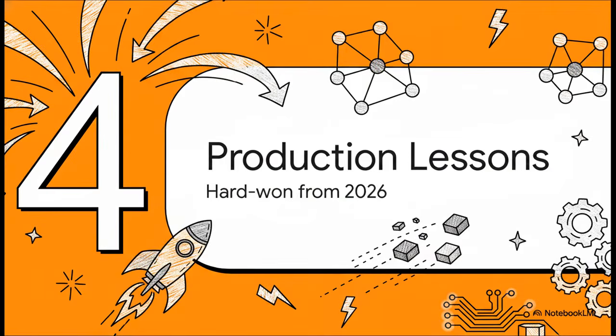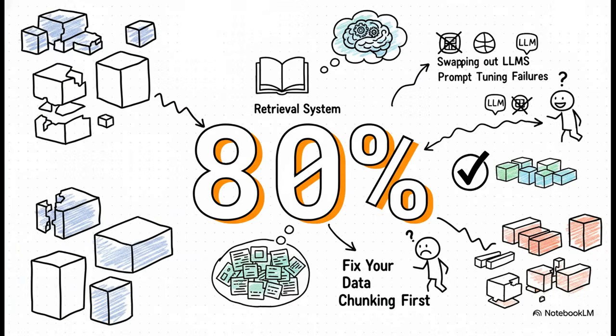Section 4. Hard-won production lessons. 80%. I really want that number to sink in for a moment. 80% of RAG failures actually trace back to ingestion and chunking, entirely unrelated to the AI model itself. It turns out, spending weeks agonizing over prompt tuning won't help you at all if your retrieval system is quietly handing the AI a broken half sentence. You literally have to fix your data chunking first.